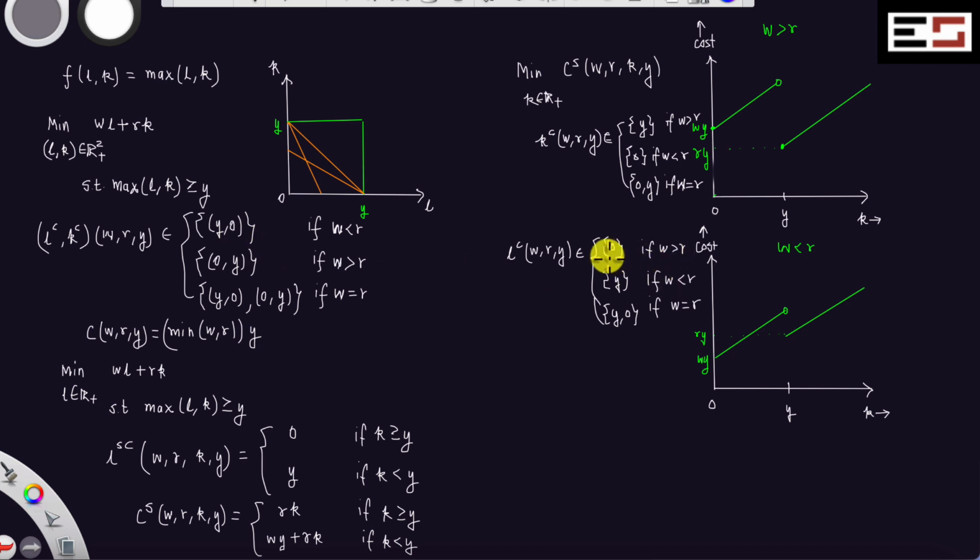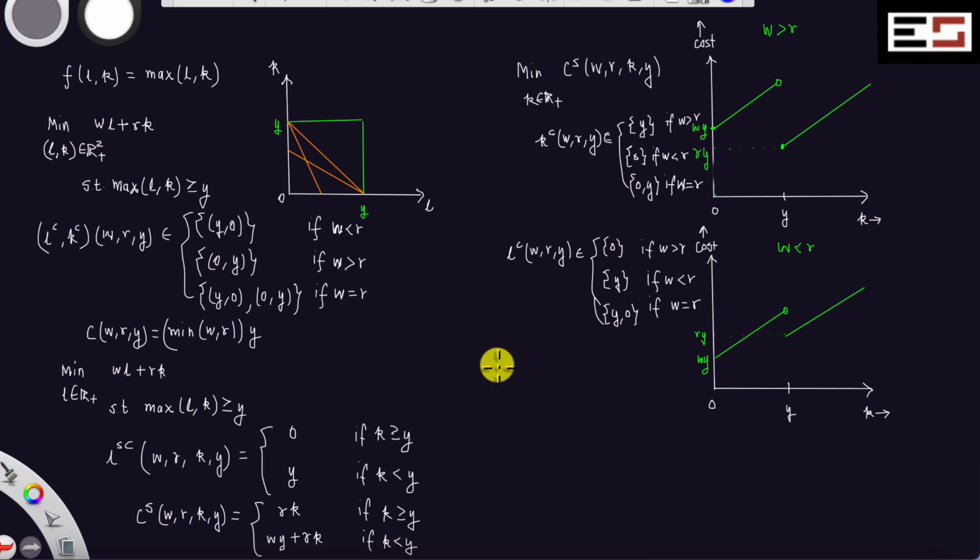When w is greater than r, labor is 0. When w is less than r, labor is y. And when w is equal to r, then in that case it can be y or 0. And that's exactly what we have over here. It can be either y or 0, depending on the value of the capital.